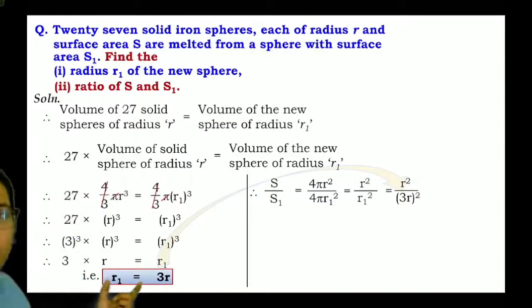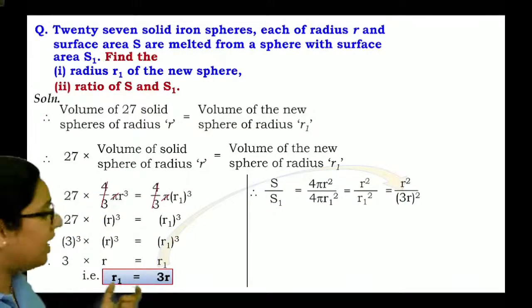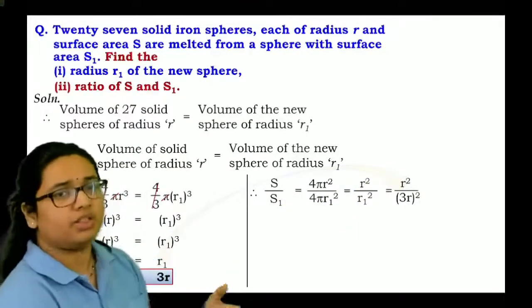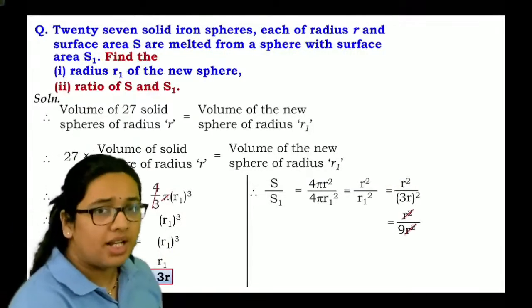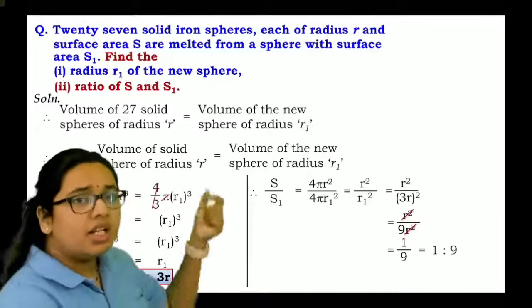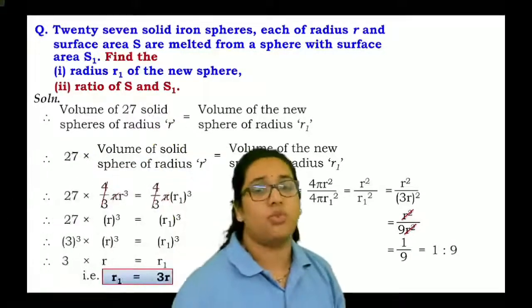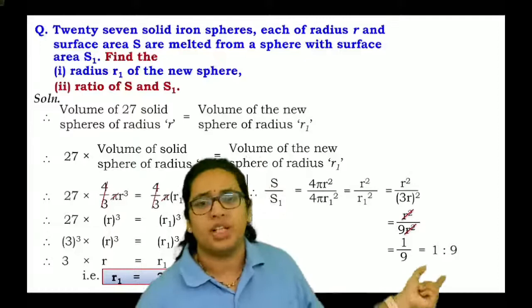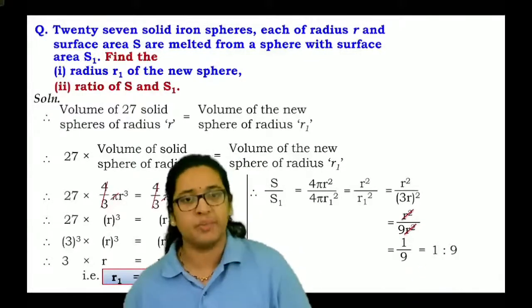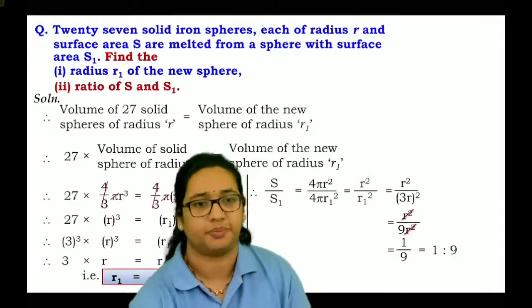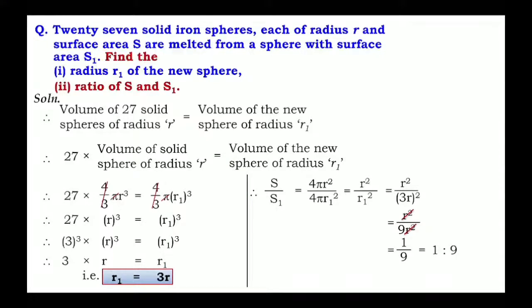But we know that R1 is nothing but 3 times R, hence R square upon 3R bracket square. Correct? So we know that R square upon 9 times R square. So it gets cancelled. Then the ratio will be 1 as to 9. Whenever they will ask you to find the ratio, आपको इसी फॉर्म में लिखना है. There is no need to calculate this. Okay? So the ratio of S and S1 equals 1 as to 9. Getting this one? Clear हो रहा है क्या देखो?